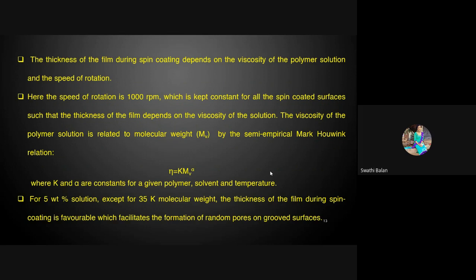The thickness of the film during spin coating depends on the viscosity of the polymer solution and the speed of the rotation. Here we have used 1000 RPM as the speed of rotation, such that the thickness of the film mainly depends on the viscosity of the solution. The viscosity of the polymer solution is related to molecular weight by the semi-empirical Mark-Houwink relation as given below, which means that for 35K molecular weight, keeping all these parameters such as speed of rotation and weight percentage constant, the thickness of the film is not favorable for the formation of pores on grooved surfaces. While for other molecular weights, the thickness facilitates random pore formation on grooved surfaces.